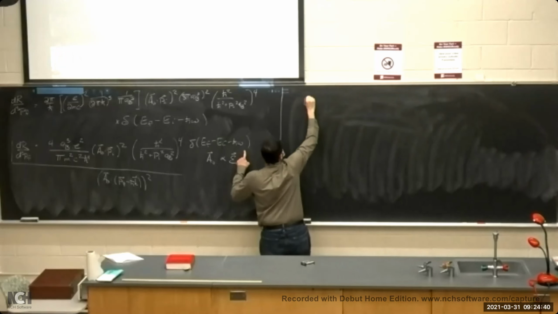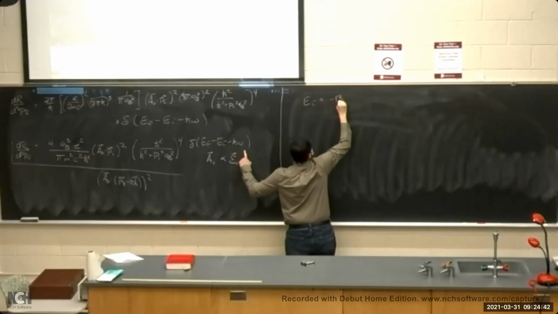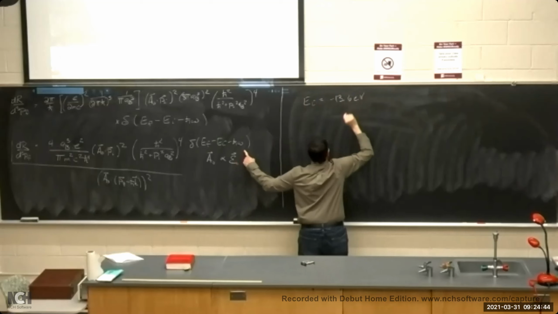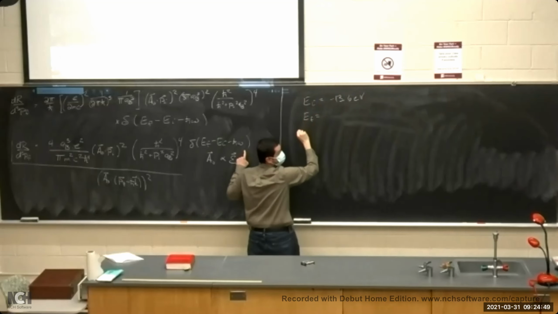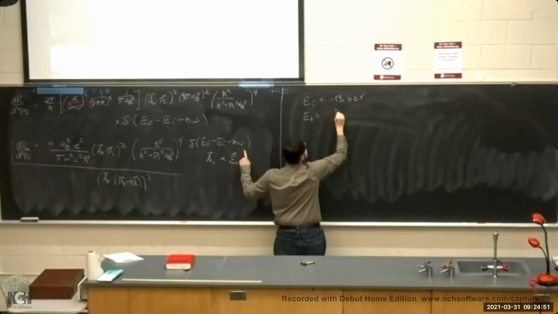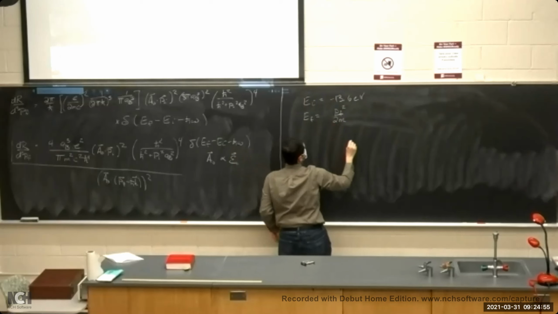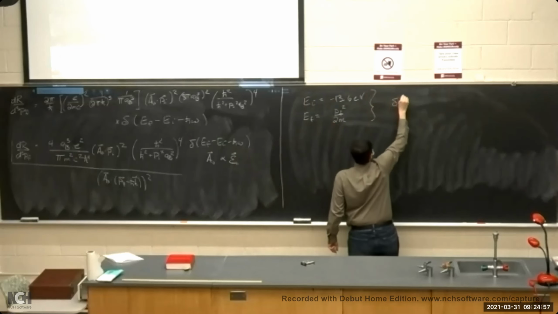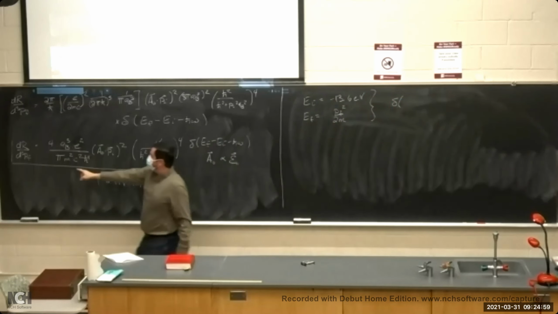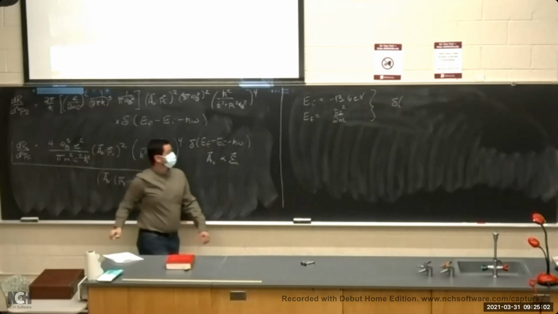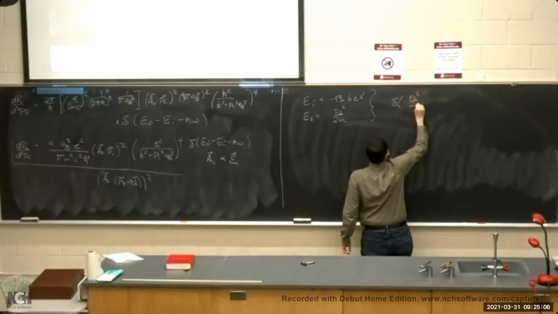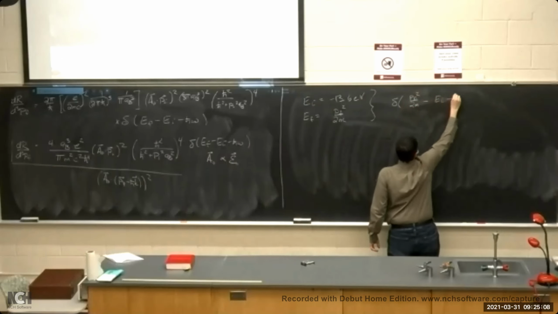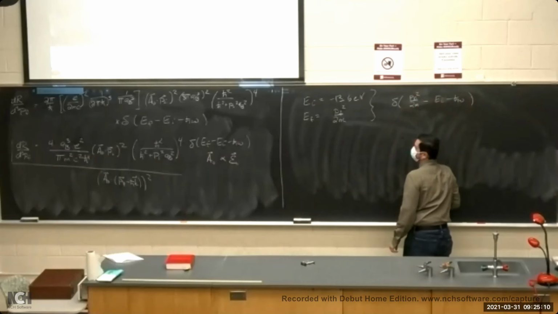So we said E initial is the ground state energy of hydrogen. That's minus 13.6 electron volts. E final is related to the momentum that the electron is allowed to have when it leaves. This is P final squared over 2m. So this energy-conserving delta function is really a constraint on which values of P final I can have. So this is delta of P final squared over 2m minus E initial minus h bar omega.